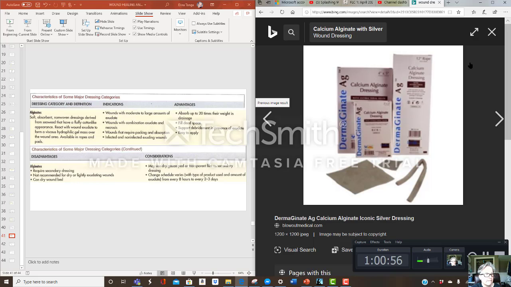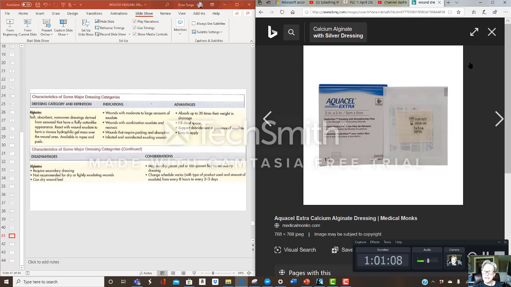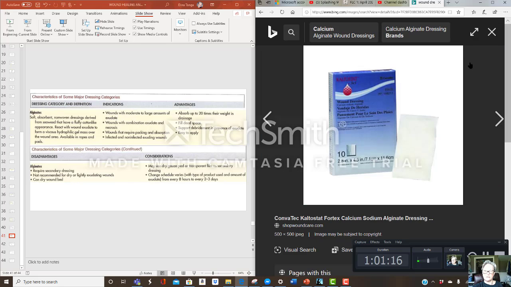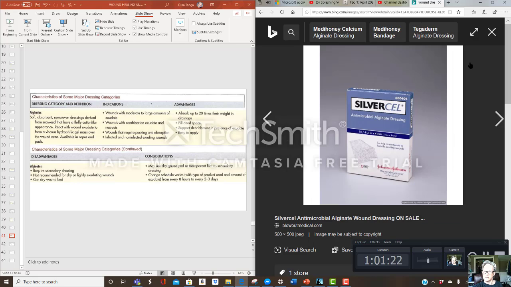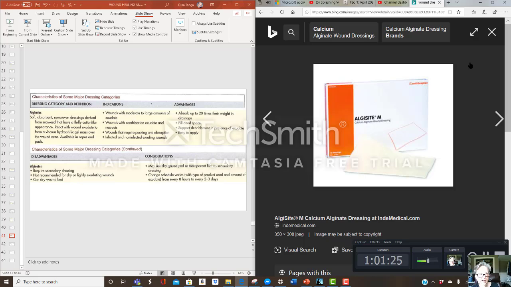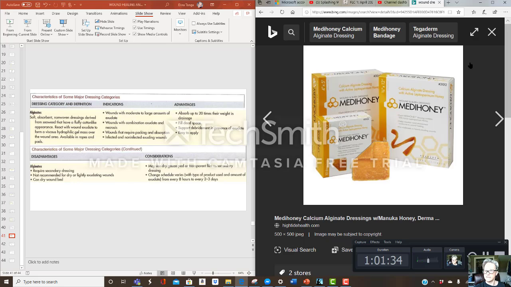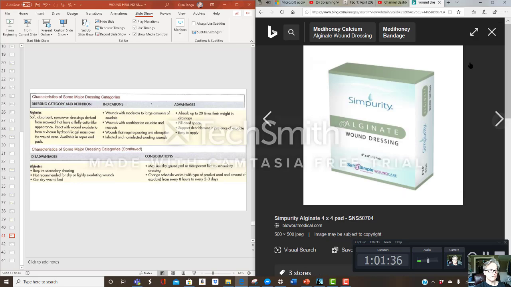The disadvantage is they require secondary dressings, not recommended for dry or lightly exudating wounds, and can dry the wound bed. May use dry gauze pad or transparent film as secondary dressing. So you would use that transparent film on top of it. Change schedule varies from every 8 hours to every 2 to 3 days, depending on the type of product you use and the amount of exudate. And those are your alginates.